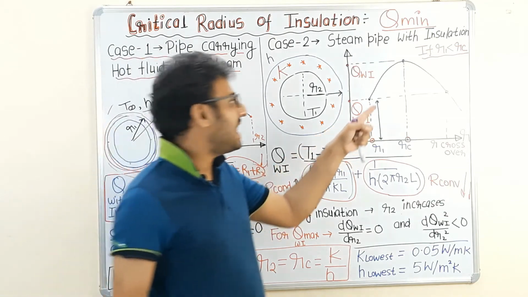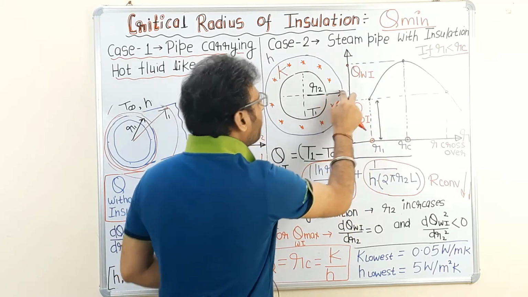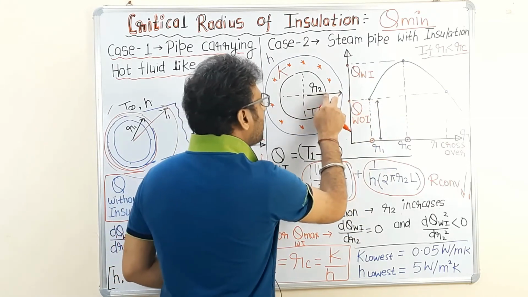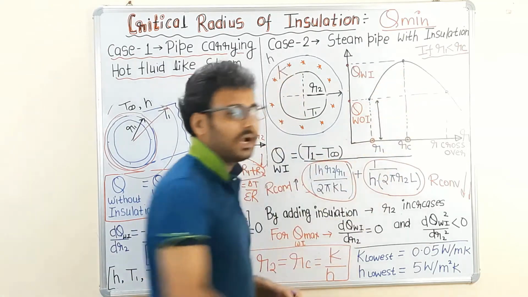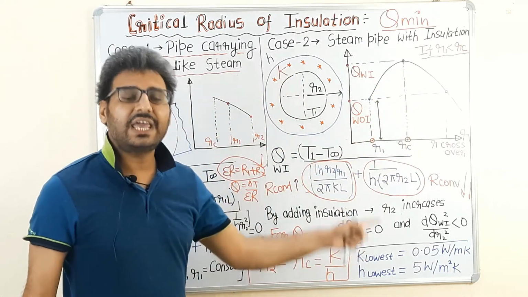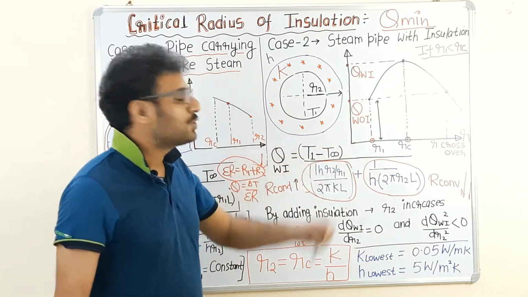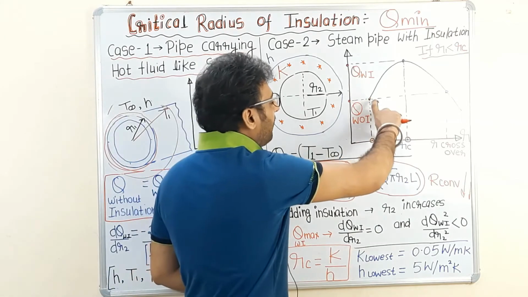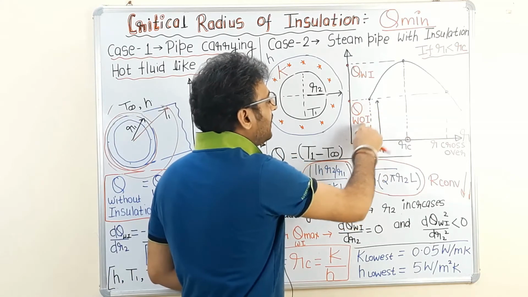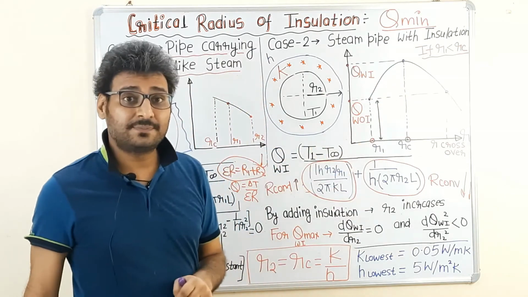So we can see from the graph, R1 is the outer surface of the steam pipe. When we are adding insulation, what happens? Initially heat transfer rate increases. So we can see from the diagram that Q without insulation is less than Q with insulation.